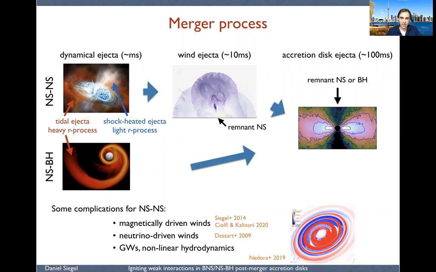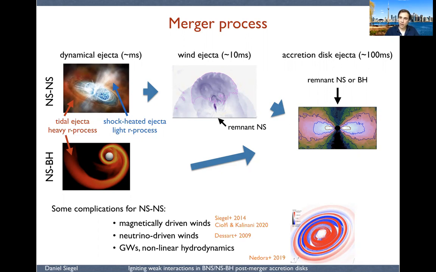There's angular momentum transport via gravitational waves. Under certain conditions, there can be interesting nonlinear hydrodynamic phenomena, also talked about here at the workshop, that can lead to this m=1 instability that leads to spiral waves and can lead to additional angular momentum transport through the remnant and into the disk and drive additional ejecta. So there are all sorts of very complicated phenomena in the early post-merger phase.